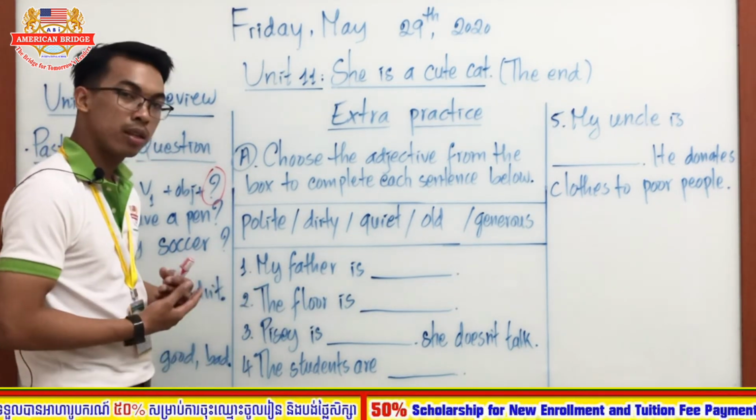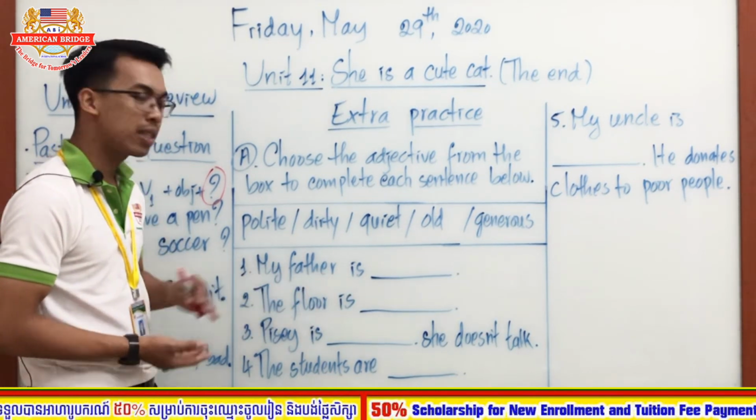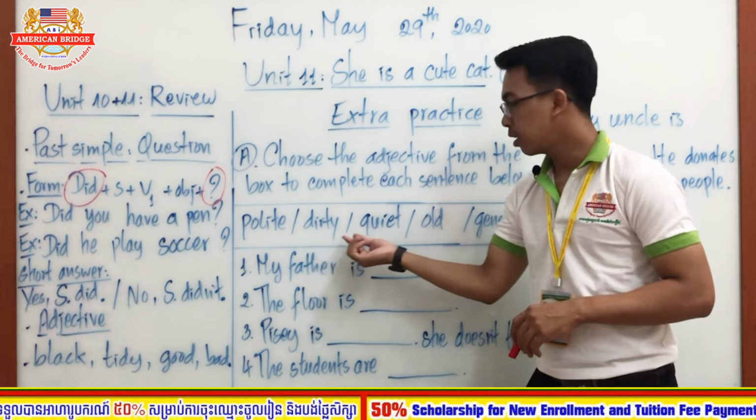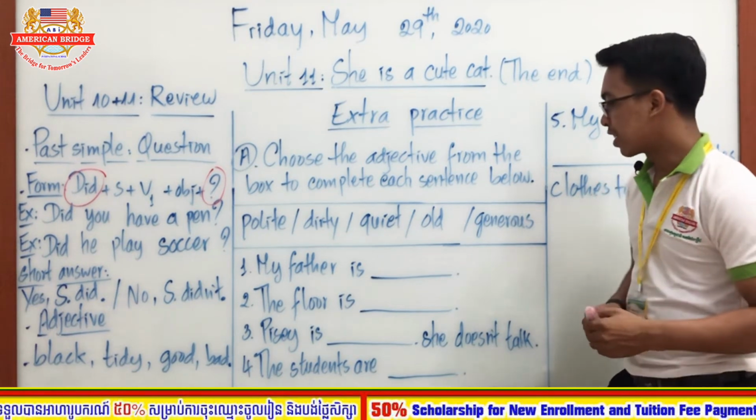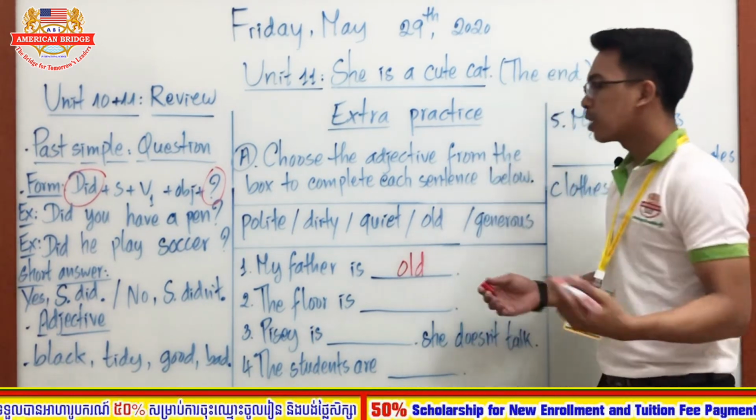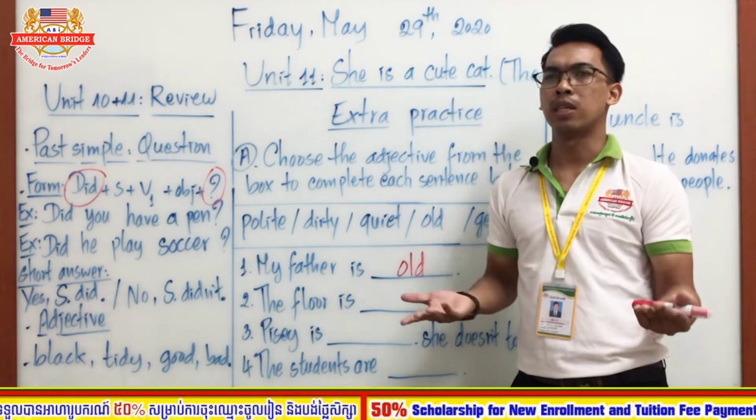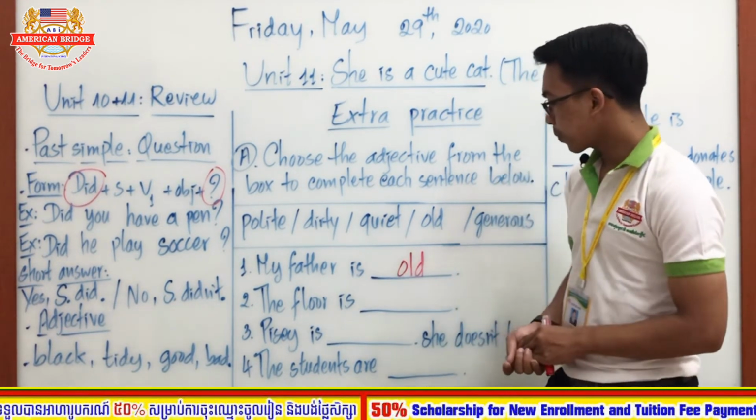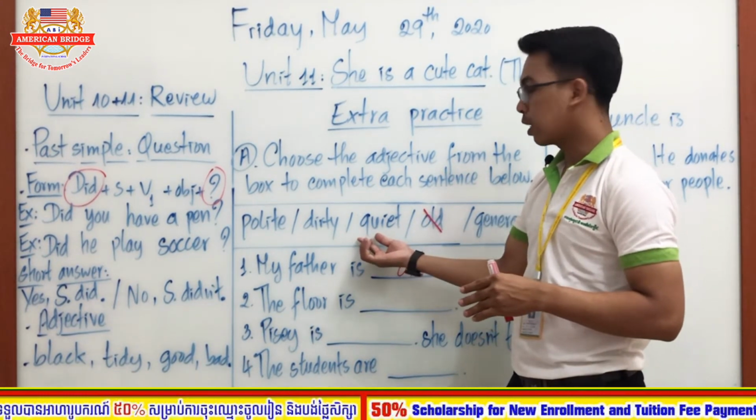So number 1, my father is. So my father is what? You choose polite, dirty, quiet, old, generous. So which one, everyone? Good. So the answer is old. So my father is old. Maybe he is 60 years old or 70 years old. So he is old enough. You got it, everyone? Good. So you have to cross it out. Now you have four adjectives remaining.